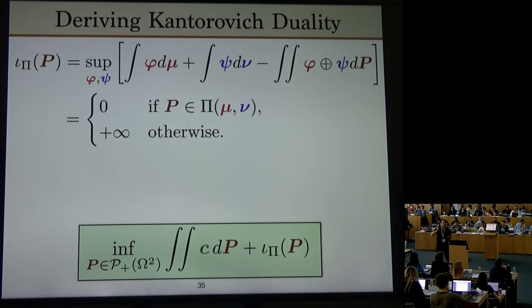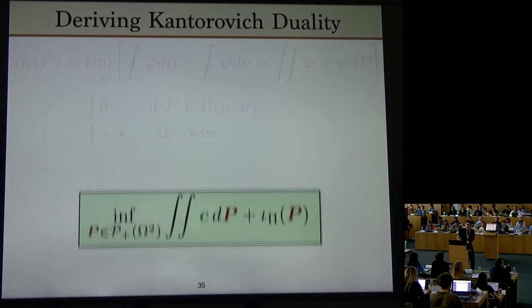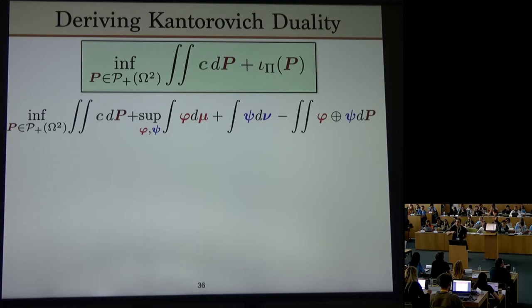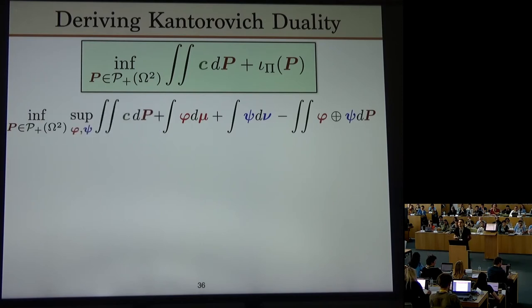We have the double integral of c against dp, plus this function, supremum of something a bit long, that blows up to infinity if it doesn't satisfy the constraint I want, and stays at zero otherwise. So if I write all this out, I take the smallest coupling with positive values, which doesn't need to satisfy the marginals. Its cost, plus a supremum of many things. Now I'm going to play and switch the order a bit. The first thing you can see is that it's actually trivial to put the sup before. So we have an inf sup of a lot of integrals.